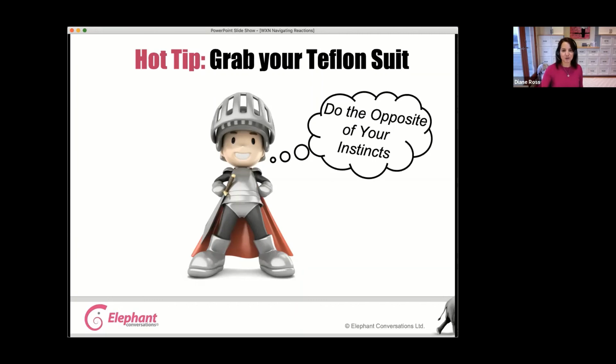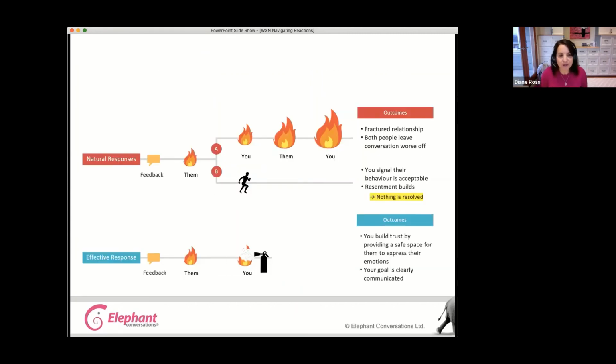So the Teflon suit, one of my favorite tips. Wanted to share this slide with you that somebody shared with me and said, you are welcome to use it, when they came to one of my talks. The natural response to the feedback or the difficult conversation is that you get a little bit of a reaction, and then you have a reaction, they have a reaction. So we get into that whole react, retaliate thing, or we exit stage left, right? Doesn't really get us where we want to go, all right?